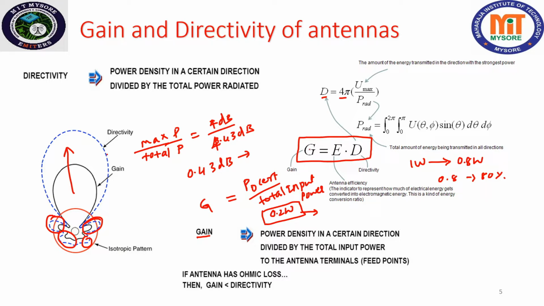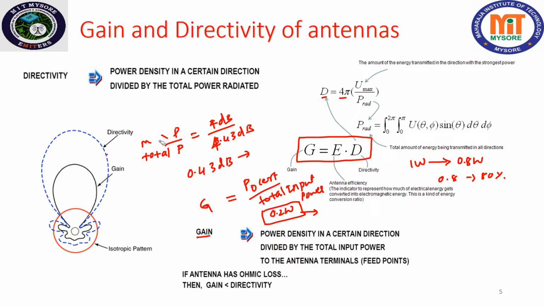So gain is always lesser than directivity. That is the meaning. Because efficiency may not be greater than 100%, it should be lesser than 100%. You have to multiply a fraction with D, so gain will always be less than directivity. That's why gain is less, because gain considers the losses in the antenna.